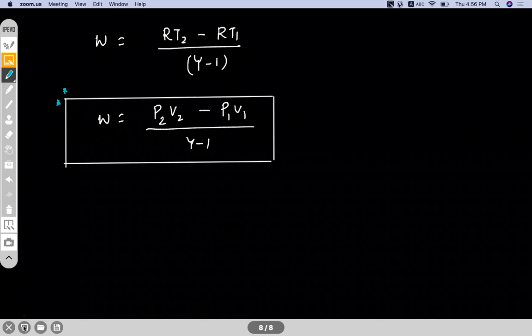Very important relation. Okay. Now you see, we have written the expression of work done in the adiabatic process. The general expression of work done we have, that is Cv dT, we are getting from the adiabatic process. This we can always equate to minus P dV, isn't it? P external.